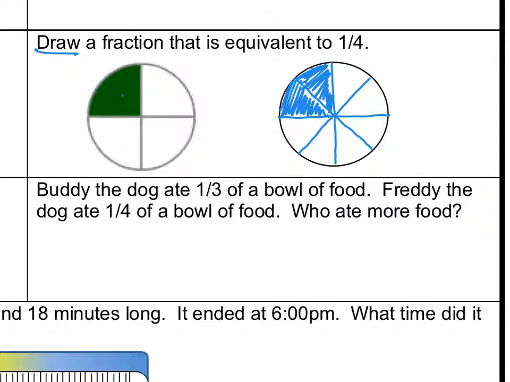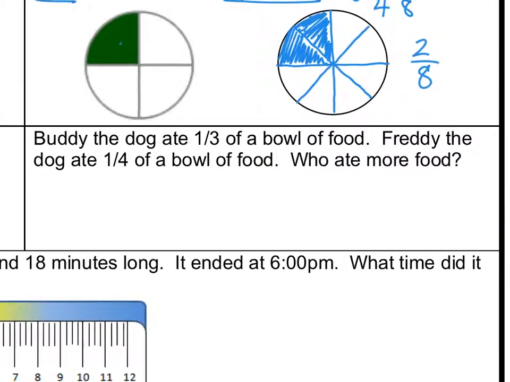So it looks like we match now. But now I've got 2 pieces out of 8 altogether. And you know our doubling trick for making equivalent fractions? So it would look like this. Double 1 is 2. Double the 4, you get 8. So 1/4 is equivalent to 2 eighths. And our picture also shows this, our model.